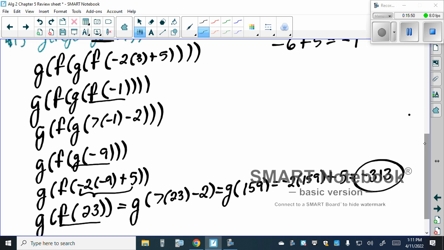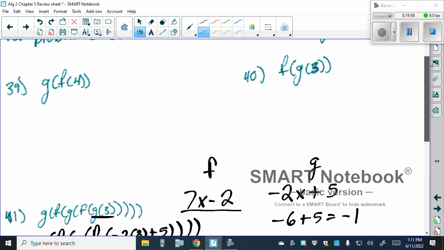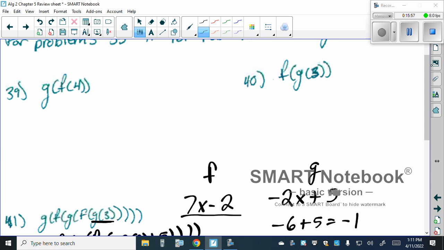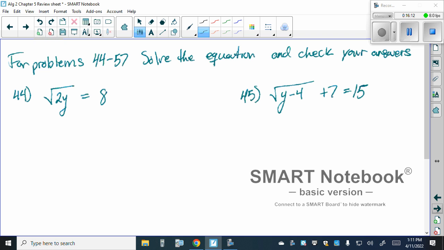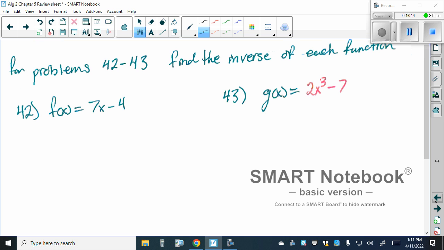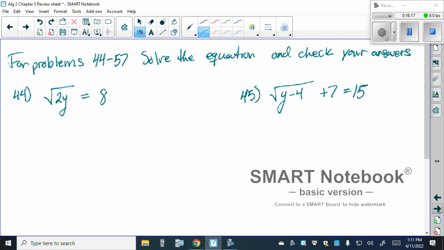Questions on this? Any other questions on 39, 40, or 41? Questions on 39 or 40? Because those are going to be the exact same as 41, just not as many steps. We're not going to worry about finding the inverse, because I'm not going to ask you to find the inverse on the test. So we will look at solving.